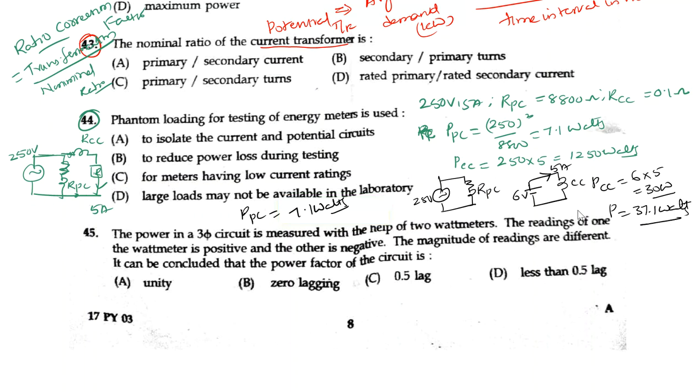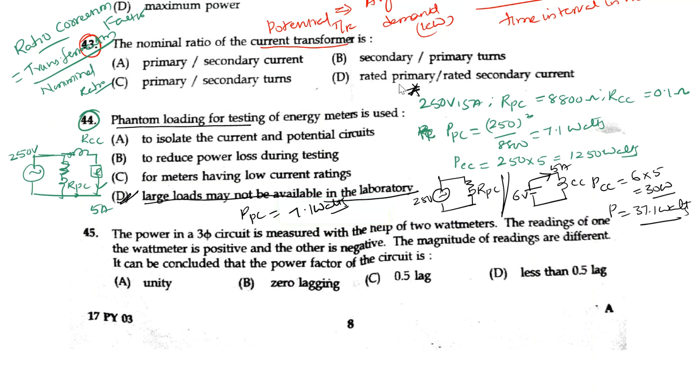Now the answer for this question is, generally this much load is not available in the laboratory, so what we are doing is making them separate here. 6 volts is available, but 250 volts with a current carrying of 5 amperes load may not be available. That's the reason here. I hope you understand this point. So the final answer is large loads may not be available for laboratory purposes. That is why we are going for phantom loading, and this problem is important from the exam point of view. Keep this in your note.